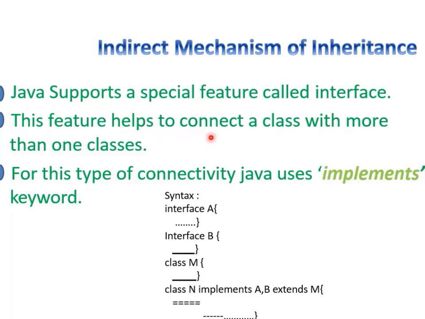This feature helps to connect a class with more than one class. If a class wants to access multiple classes' data, for this purpose Java uses interfaces. For this type of connectivity, Java uses implements. If you use interfaces, then instead of extends, you will use implements.